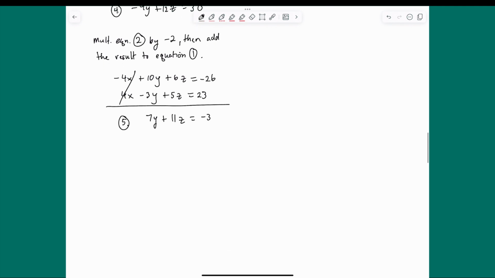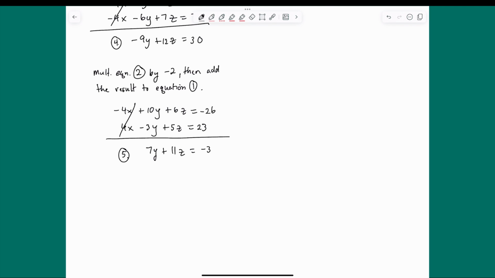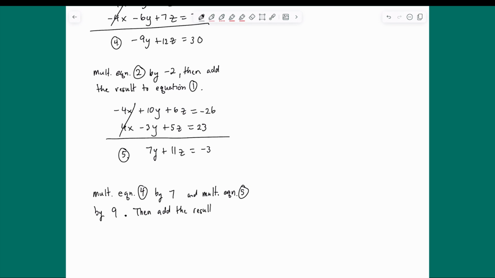All right, so now equation 4 and equation 5 is essentially a system of two equations in two variables. And so we can do elimination all over again with these two equations. All right, so I'm going to do the following. I'm going to multiply equation 4 by 7 and multiply equation 5 by 9, and then add the results. All right, so let's see how that looks.